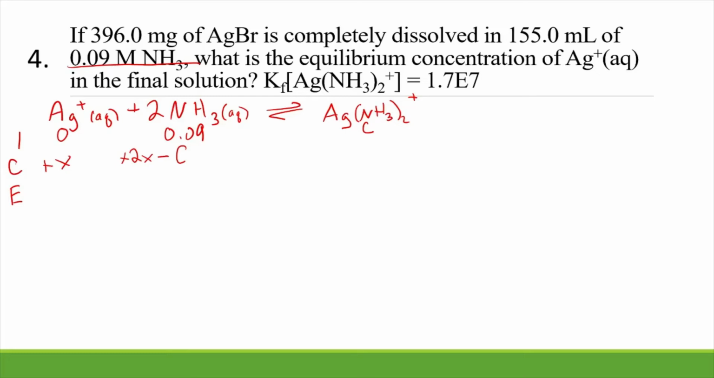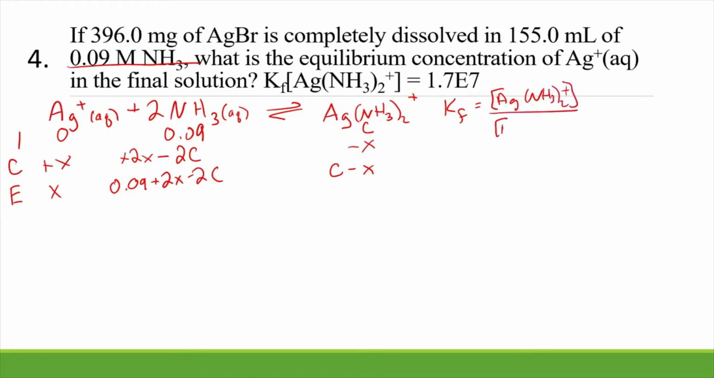Some 2C, since there's twice as much. So I know this seems kind of weird, and again, this is something I am not going to give you guys on your exam. Okay, so at equilibrium we have X, and then 0.09 plus 2X minus 2C, and this is C minus X. And the expression for K formation is equal to [Ag(NH3)2+] over [Ag+] times [NH3] squared.